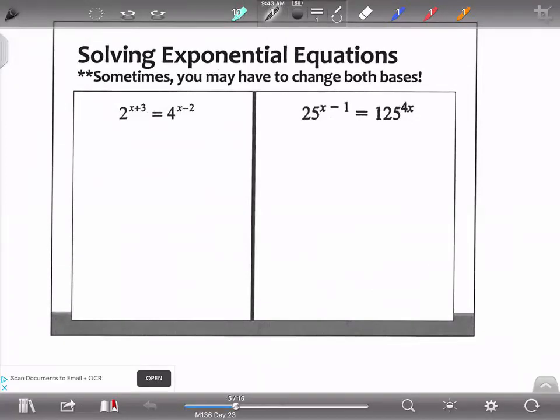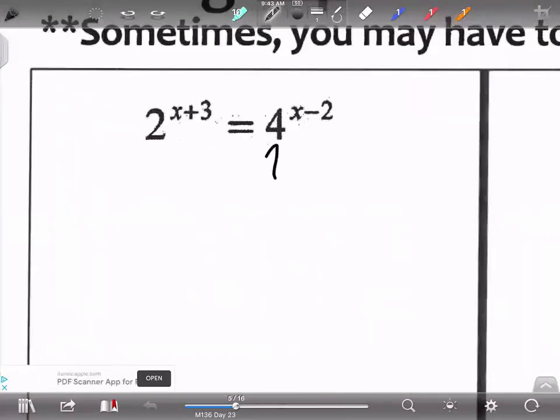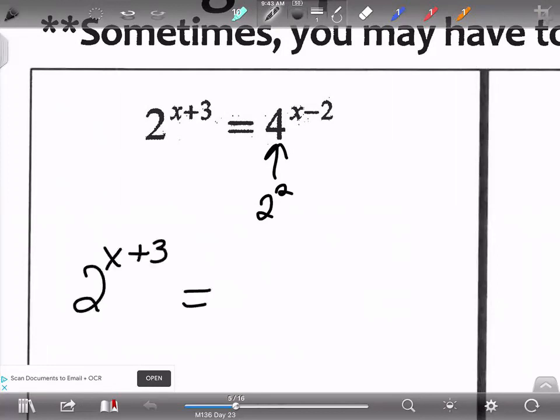If I want to rewrite these as the same base, I first of all notice that I can rewrite 4 as 2 squared, right? 2 squared is the same thing as 4, and that would get me a like base. But when I rewrite that, I have to put my 2 to the 2nd power, and then anything that was already an exponent must go in parentheses. So that x minus 2 has to go into a set of parentheses. Very important that you put those parentheses around the x minus 2.